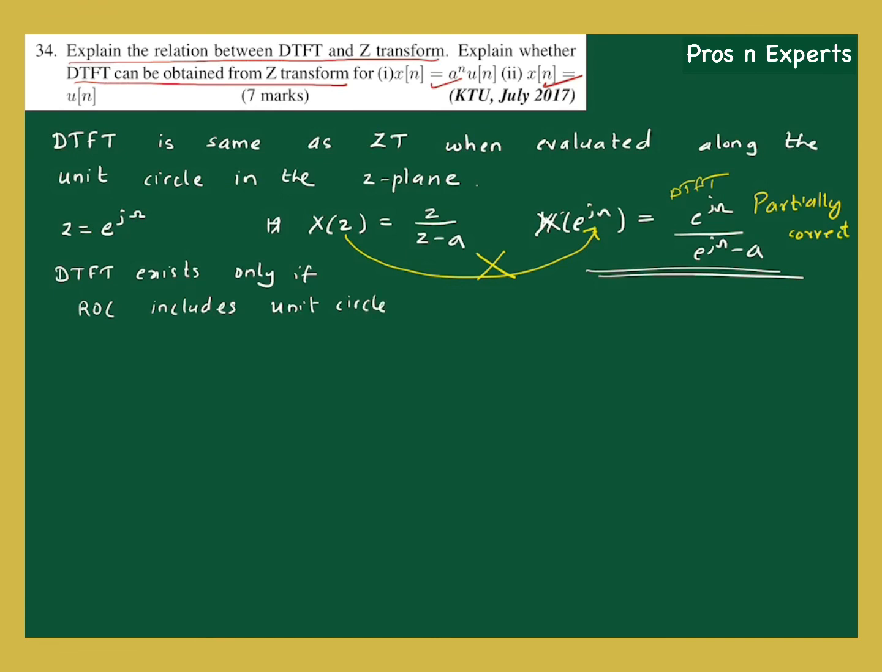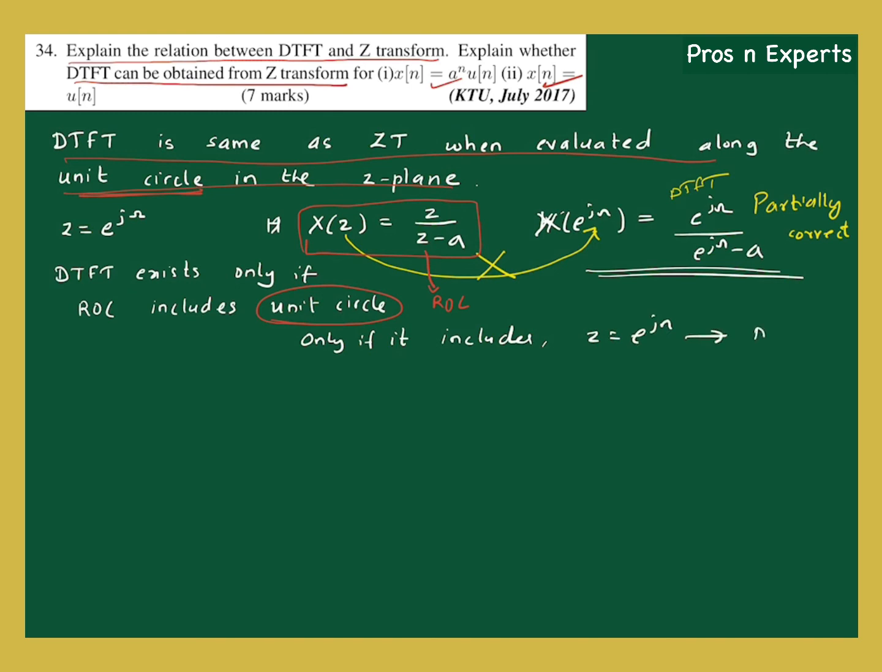Includes the unit circle in the Z plane. You can relate that to this statement because the DTFT exists only when the Z transform is evaluated along this unit circle. Whenever you get a Z transform, the primary checking should be whether the ROC of this Z transform includes the unit circle. Only if it includes it, you can put z equal to e raised to j omega and arrive at the DTFT.